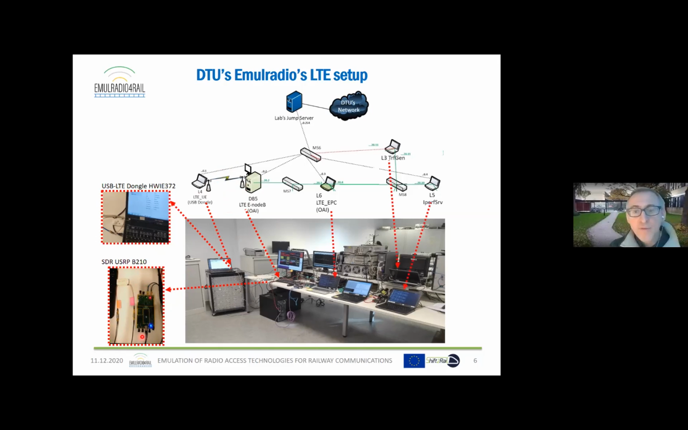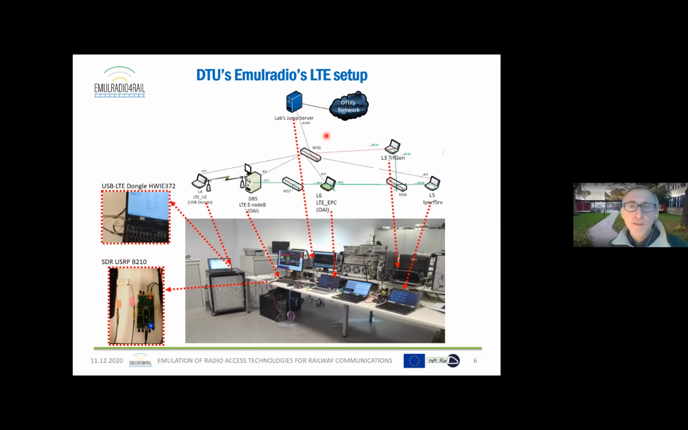So the rest of the elements are, as mentioned, the EPC, the receiver, and the traffic generator. And as you can see, all of them are conventional laptops. They are high-end laptops with a lot of memory and sufficient processing power. And the eNodeB is the one that requires more processing power, so it's based on a high-level desktop computer. Also, we have the YAN server, the controller of the whole setup.